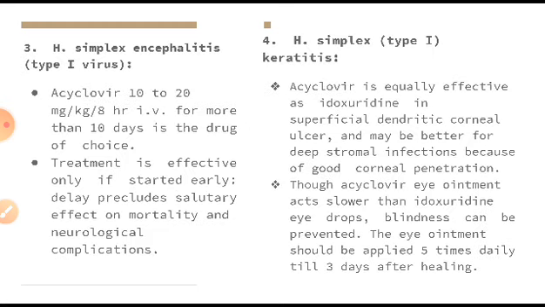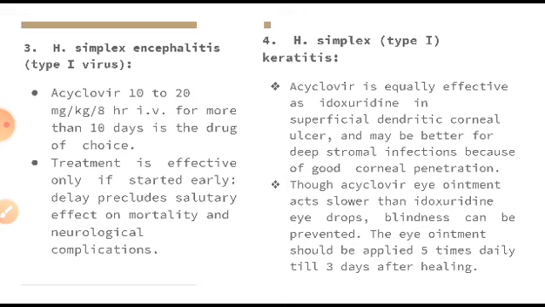Third is herpes simplex encephalitis. This is also a type 1 virus. Here acyclovir 10 to 20 mg per kg every 8 hours IV can be given for 10 days. Treatment is effective only if started early. Delay precludes a salutary effect on mortality and neurological complications.